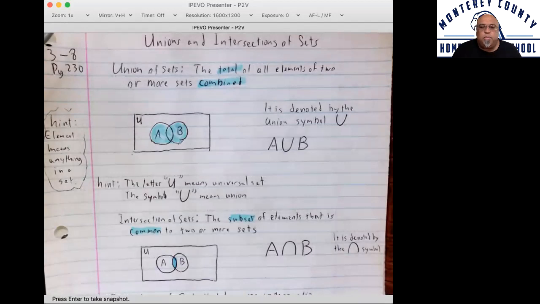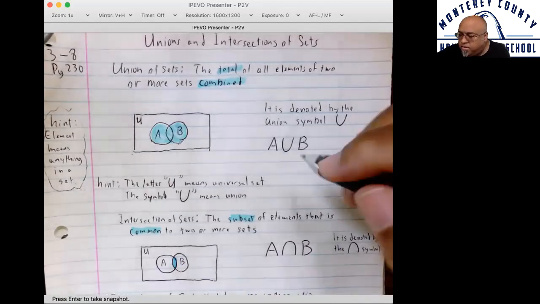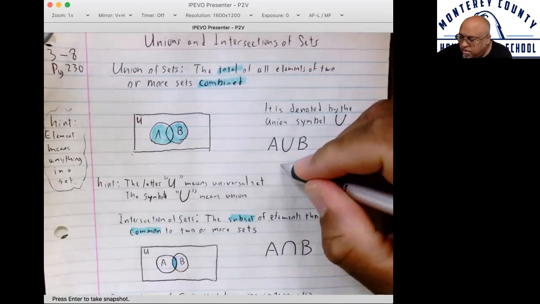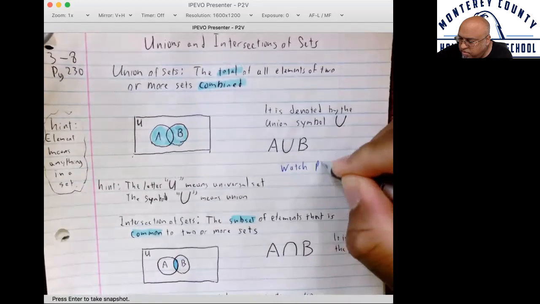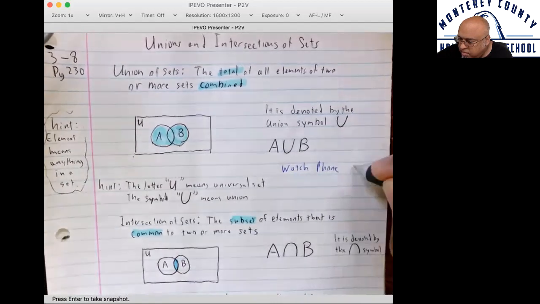Just for the purpose of our study here, I want to talk about timekeeping devices. There are three timekeeping devices that I mentioned: we have a watch, we have a phone, and we have a clock.